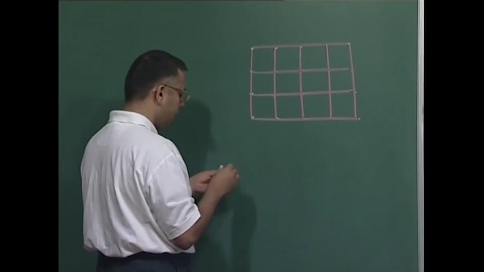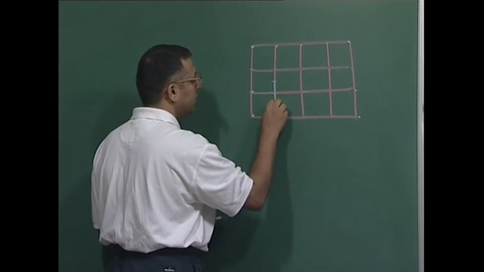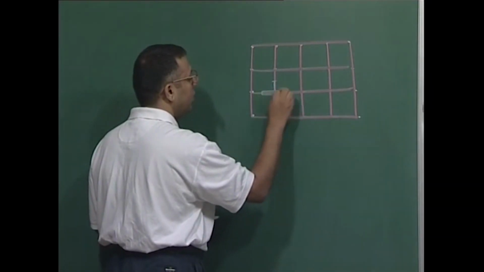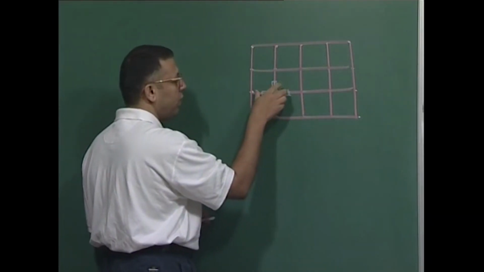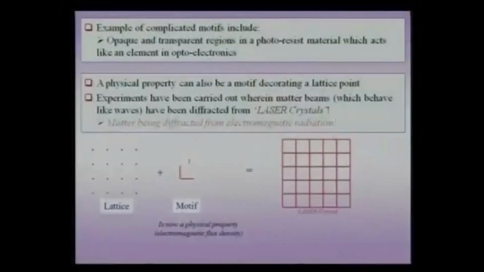So alternately, I could consider a motif which is in the form of a plus. So each lattice point can be decorated with a motif which is this part of the lattice. So at each lattice point I put this plus, which is nothing but the intensity of light here. In other words, this is a very curious experiment wherein people have actually made a lattice, or a crystal, to be more precise, a crystal made out of laser beams, and actually have diffracted matter through it.